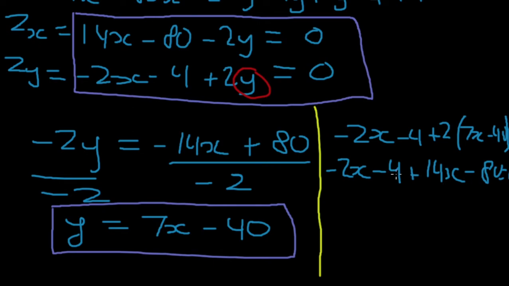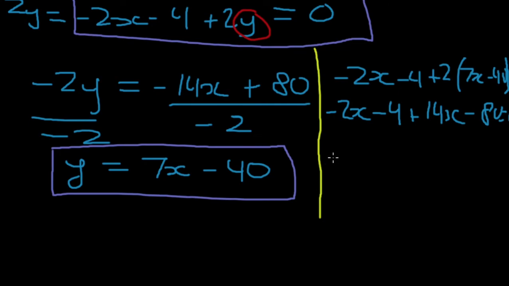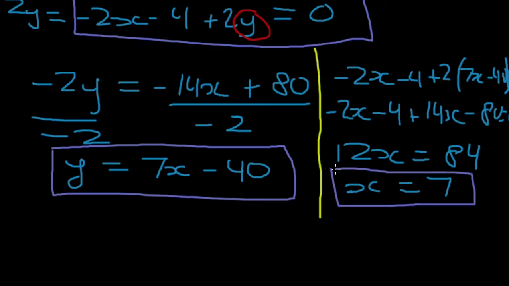Now we're going to put the constants on the other side and combine the x's, and we'll end up with 12x is going to be equal to 84, and therefore x is going to be equal to 7. Perfect. So we have x equals 7.